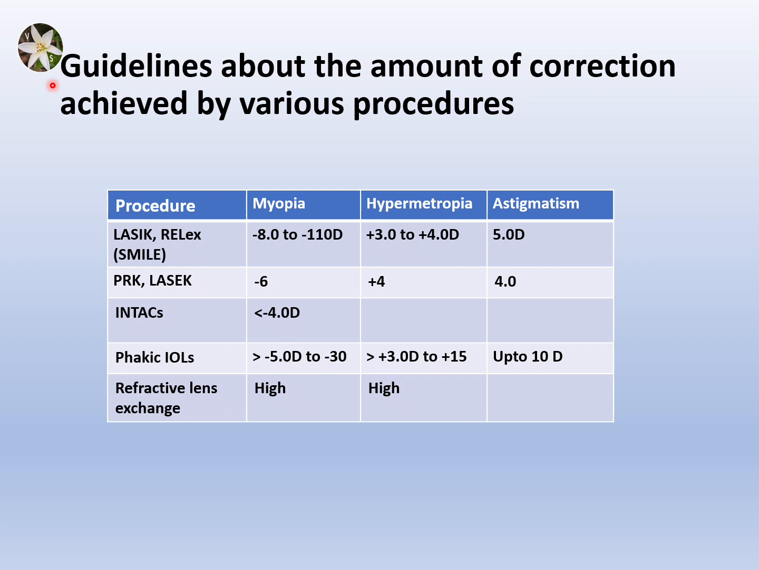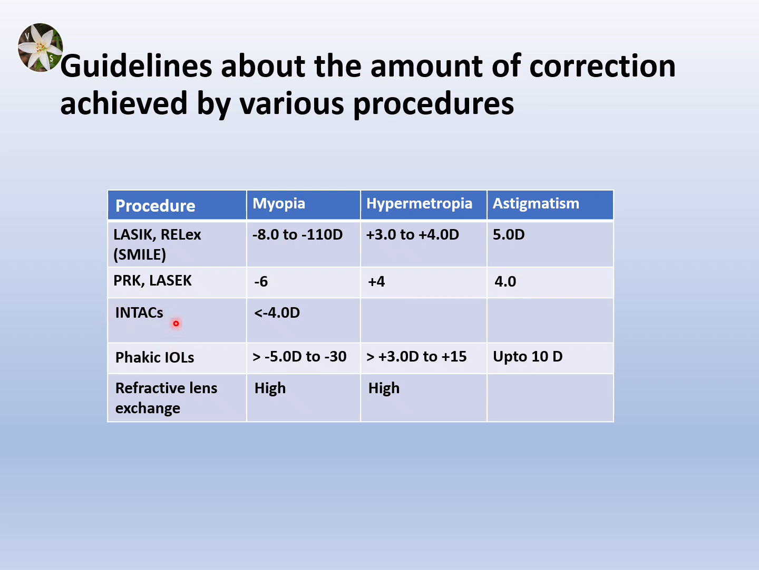Let us look at the guidelines for the amount of correction achieved by various procedures. LASIK, RELEX or SMILE can correct a myopia of -8 to -11 diopters, the amount depending upon the basic corneal thickness. Hypermetropia of +3 to +4 diopters can be corrected by LASIK and an astigmatism of about 5 diopters. PRK or LASIK can correct -6 diopters of myopia and up to +4 diopters of hypermetropia, and astigmatism also of up to 4 diopters.